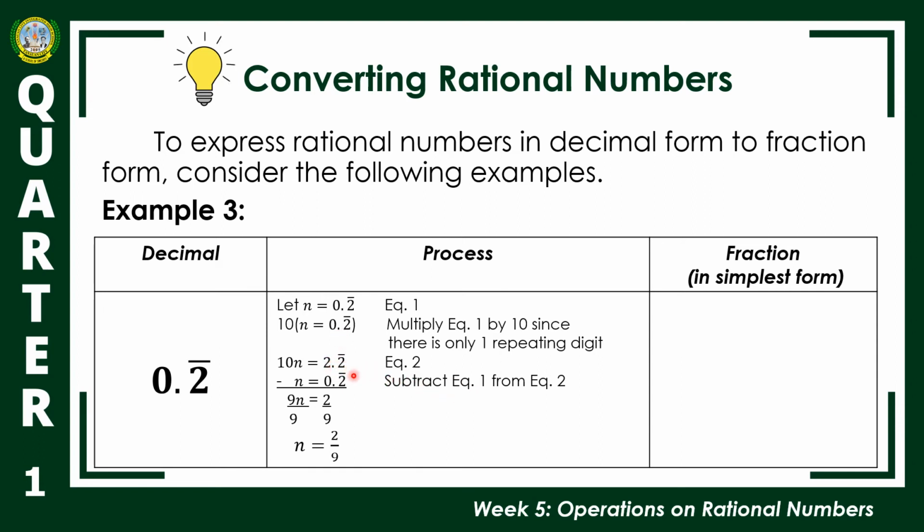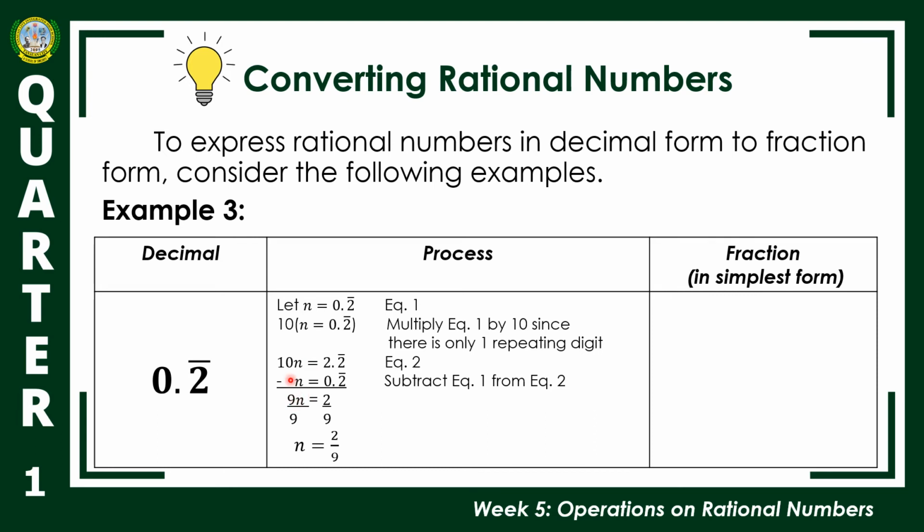So, magiging 2.22222 na siya, or 2.2 bar. So, naipod lang siya ng isang decimal number, decimal place. So, ang next na gagawin natin is subtract equation 1 from equation 2. So, yung ating original na equation, isusubtract natin dun sa nakuha nating equation.